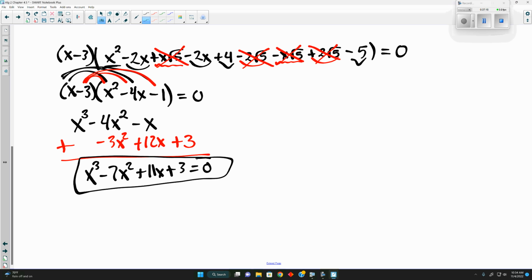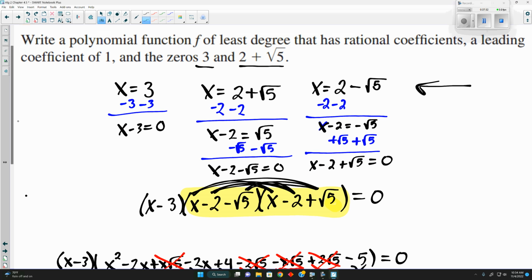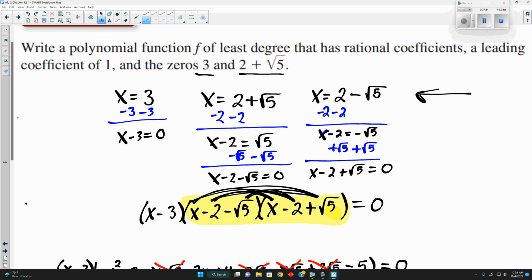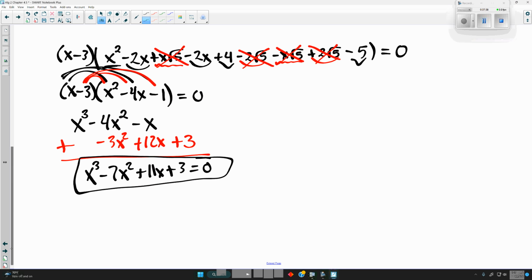Questions on this here? Is this as bad as what you thought this was going to be? Now, the terminology, I said I was going to wait till the end to talk about it, because they said, and I'll scroll back down here in a minute, they want us to write a polynomial of least degree that has rational coefficients and a leading coefficient of 1. So least degree and leading coefficient of 1.